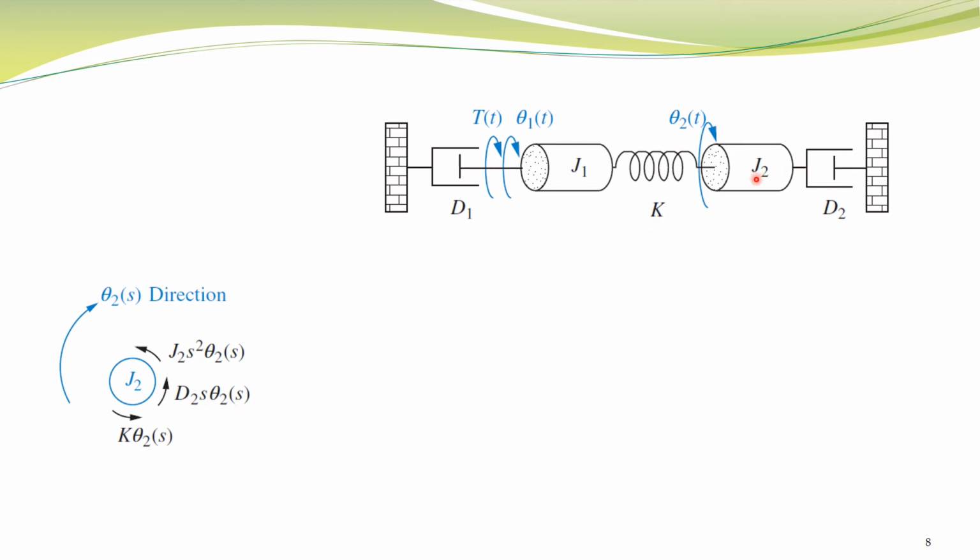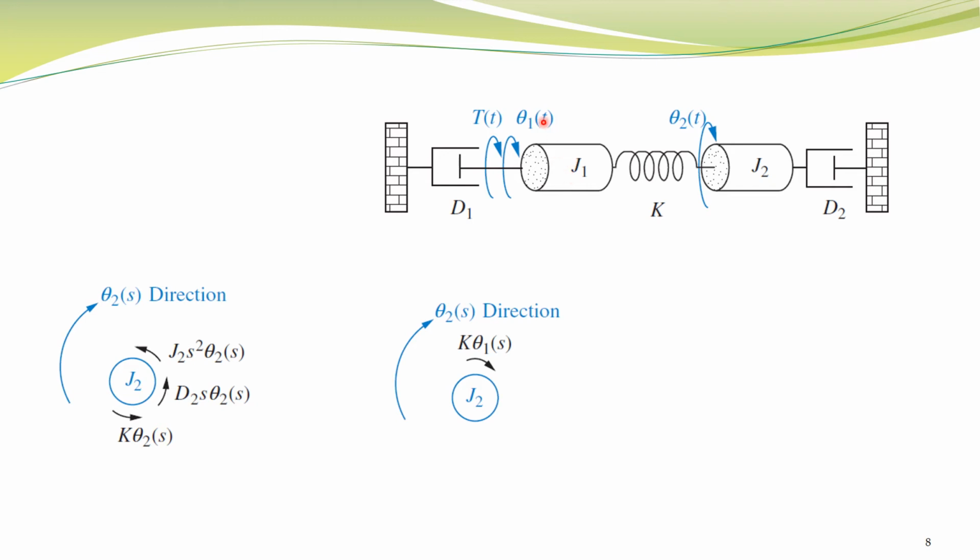This inertial element will also oppose this angular displacement, and the magnitude of the torque that is applied by this inertial element is proportional to the angular acceleration, that is j2 s square theta 2 of s. This free body diagram is obtained by keeping this stationary and moving this in direction theta 2.